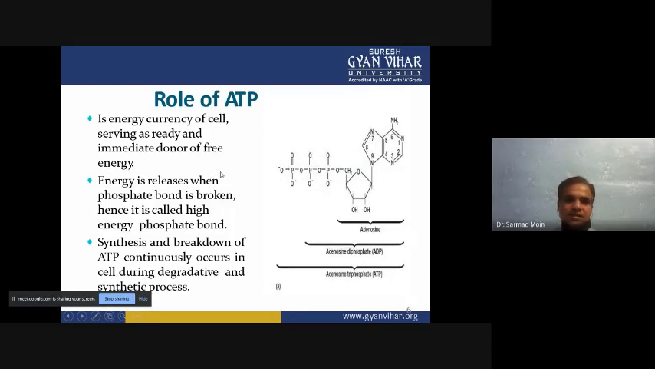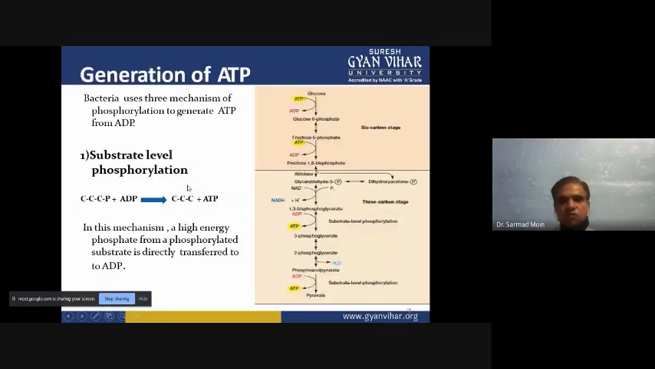So energy is released whenever it is required, and this phosphate bond will be broken down, and after the breaking, the energy will be released. Okay. Now, how is ATP produced? Bacteria use many types of mechanisms for the production of ATP, and basically, when they have energy, they will convert ADP into ATP.